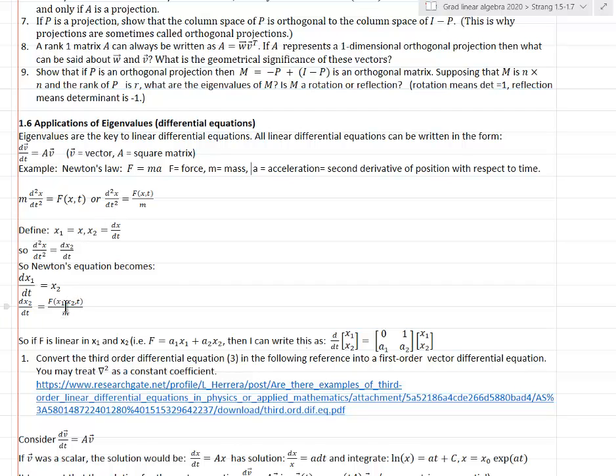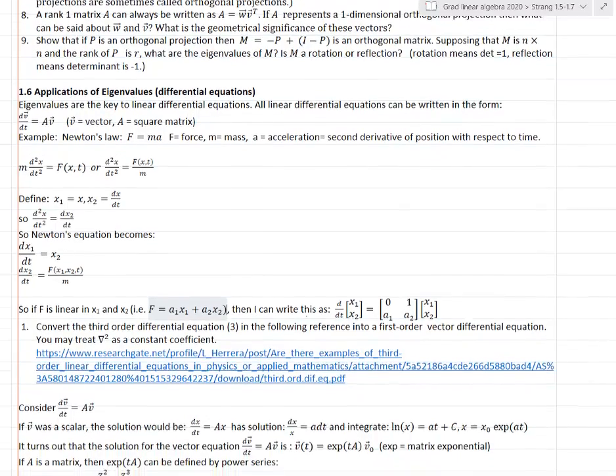Now x is the same as x1 and x2, so I have a function of these three variables, x1, x2, and t. If f is linear in x1 and x2, that is, f is a linear combination of these two variables, then I can write this as d/dt of (x1, x2) equals this matrix times (x1, x2). So I ask you to do the same thing for a different linear differential equation, of a different size and order, and convert it into this same form, dv/dt equals Av. You can look this up and find that differential equation. And that's the first problem.